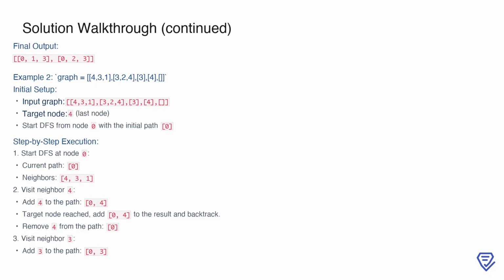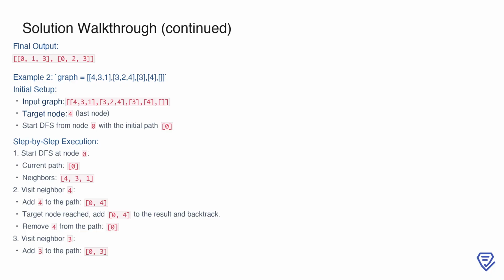Now, let's consider a second example with a more complex graph: [[4,3,1],[3,2,4],[3],[4],[]]. In this example, the target node is 4, as it is the last node. We begin the DFS from node 0, initializing the path as [0]. Node 0 has 3 neighbors: 4, 3, and 1. First, we visit neighbor 4, adding it to our path, which becomes [0, 4]. Since 4 is the target node, we add this path to the result and backtrack to 0.